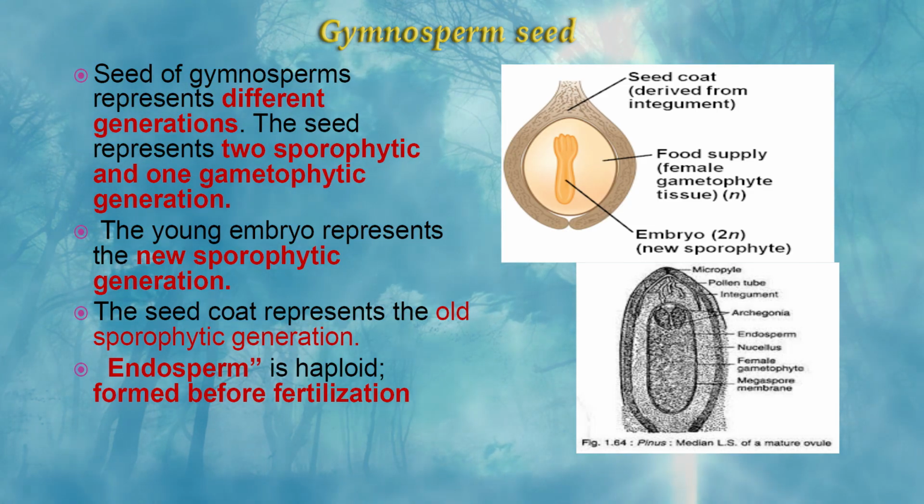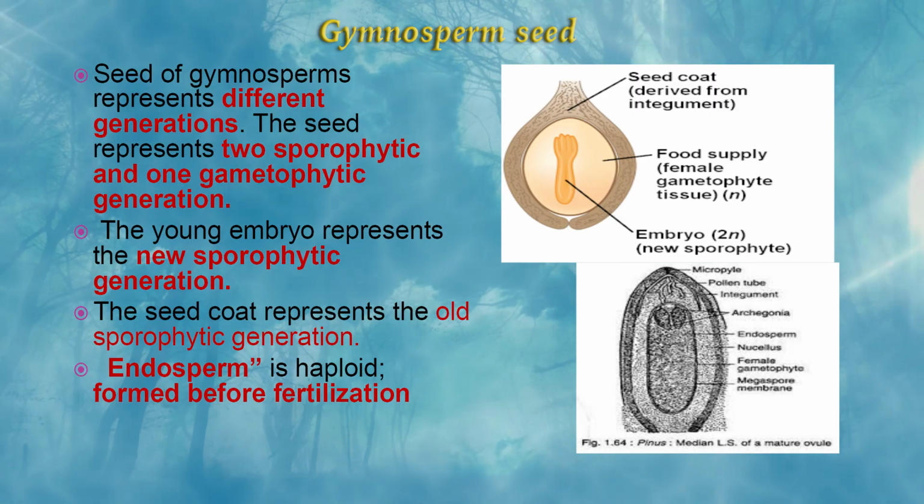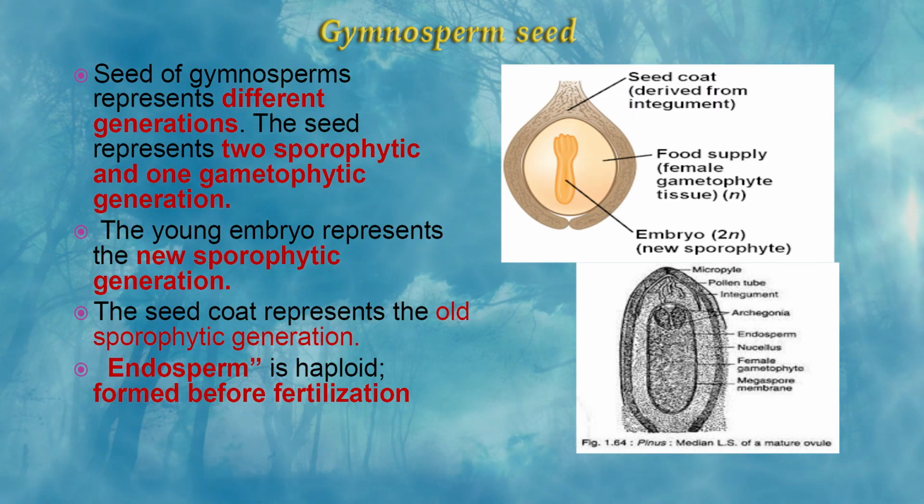So, N, 2N and 2N. The seed coat is the old sporophyte, the female gametophyte is the endosperm which supplies food, and then there is an embryo which is a developing sporophyte. So, three generations are found in one gymnosperm seed.